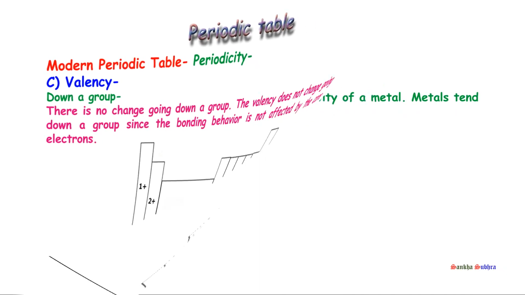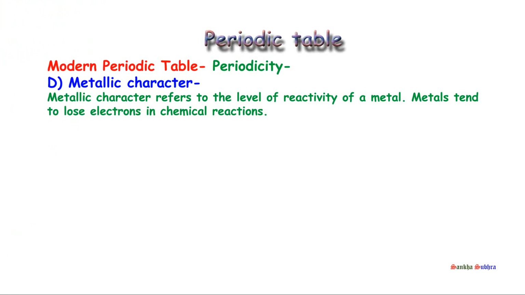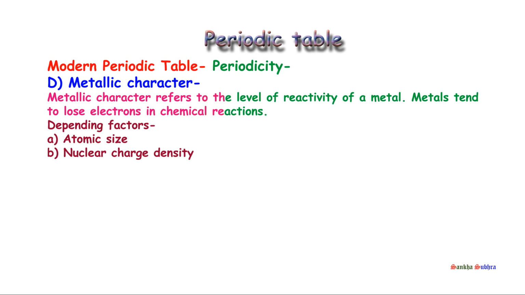The next periodic property which is going to be discussed is the metallic character. So metallic character refers to the level of reactivity of a metal. Metals tend to lose electrons in chemical reactions. Now we will discuss the periodicity of the metallic character. So there are two depending factors of metallic character. Number one, the atomic size, and number two, the nuclear charge.